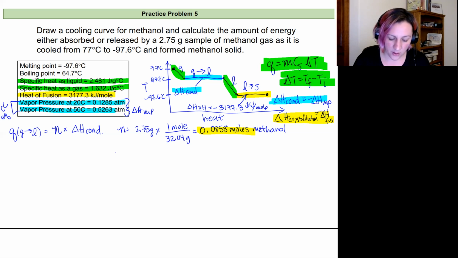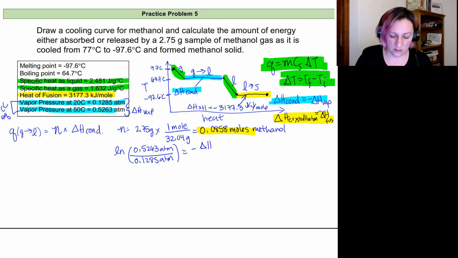So if you remember, that's going to be the natural log of my higher pressure divided by my lower pressure. Before we used millimeters of mercury, but as long as you're using the same units for pressure, it doesn't matter which units you use because the units are going to cancel anyway, right? It's just a ratio. So we're going to have 0.5263 atmospheres divided by our 0.1285 atmospheres. That's going to be equal to the negative of our enthalpy of vaporization divided by our R value.